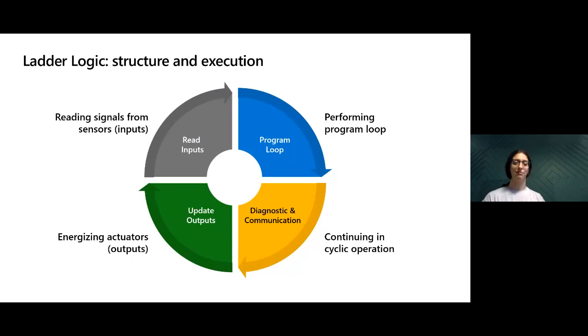Okay, so each iteration in the PLC infinite execution loop is basically composed of reading signals from input devices. After that, performing a program loop and executing the necessary logic. And finally, energizing outputs, calculating the outputs, where this process continues in an infinite loop.